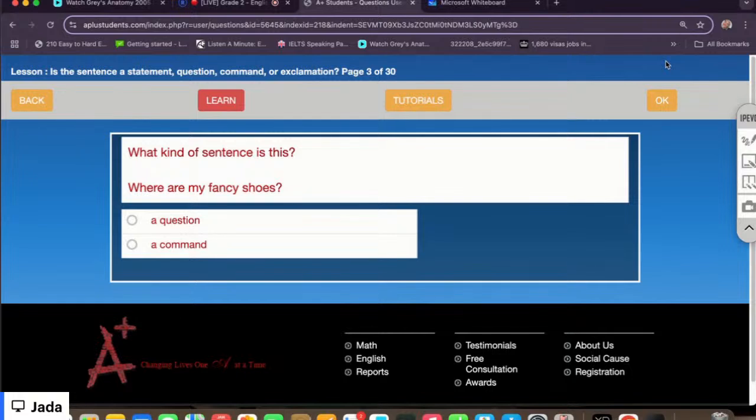Where are my fancy shoes? What kind of sentence is this? Where are my fancy shoes? What is the sentence here? What kind of sentence is this? Where are my fancy shoes? I want everyone to leave their answer on the chat box, okay?